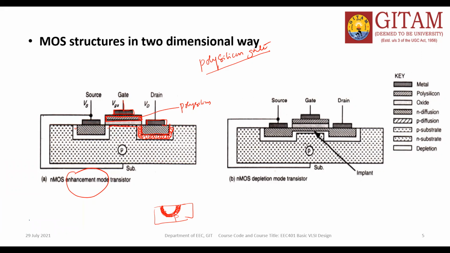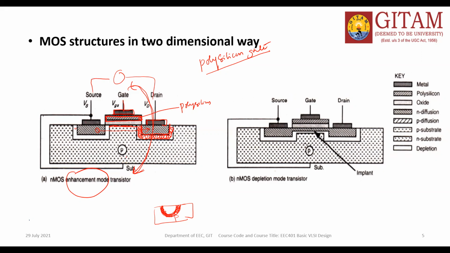So if there is no channel, when will the channel come into the picture? By applying the potential difference between the gate and substrate. In general, we have to apply voltage between the gate and substrate, then only the carriers will be induced here. But one more thing: if you want to transport a carrier from source to drain, we have to apply a potential difference between these two also.